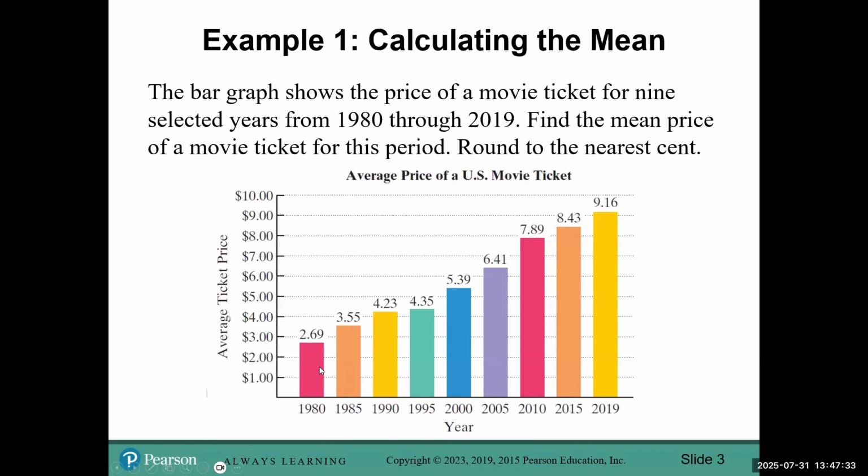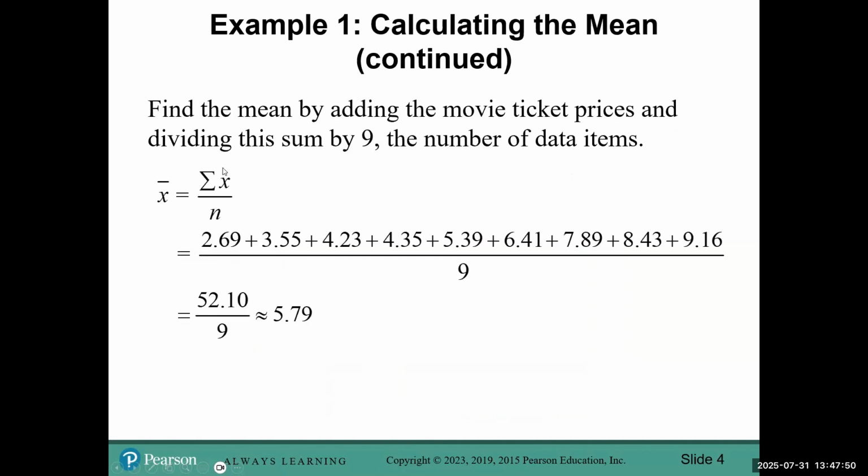So to figure out the average price between 1980 and 2019, we could add each of these. So 269, 355, etc. Add up all of these numbers on top of the bars. And then since we have 9 years that we're looking at, we would divide by 9. And that's how we would use this equation. The notation that we use for the mean is this X with a bar over it, and we just literally say X bar, and that is the mean. So here's all those prices. I added them all up, and then I divide by 9, and I get $5.79.